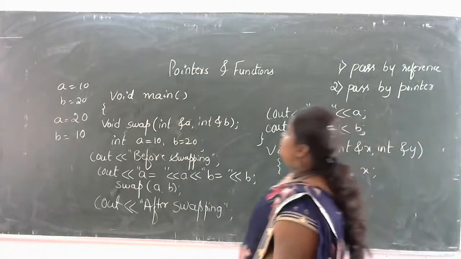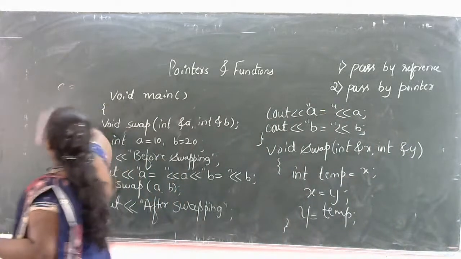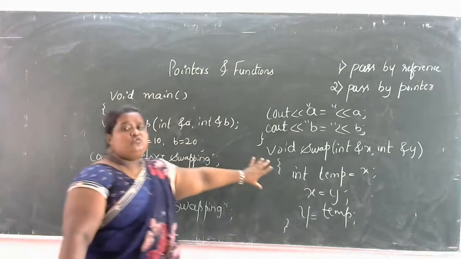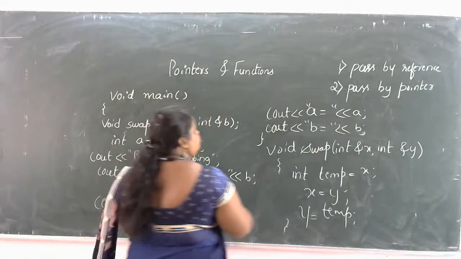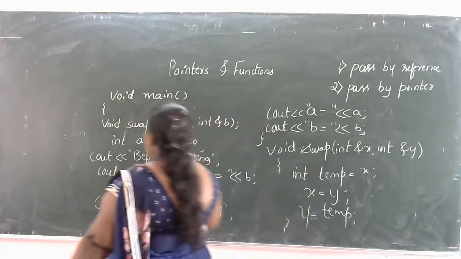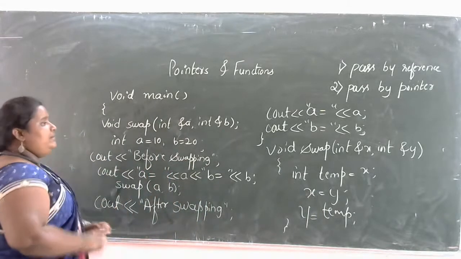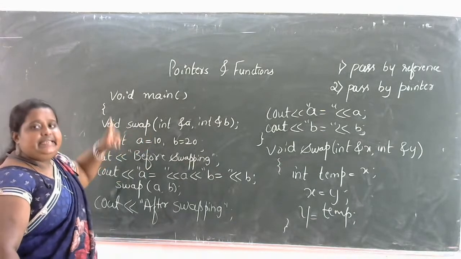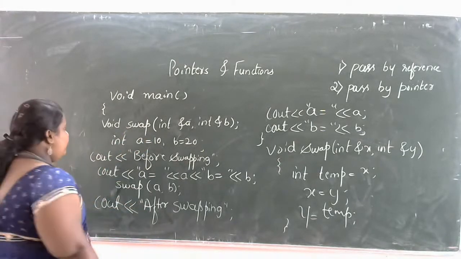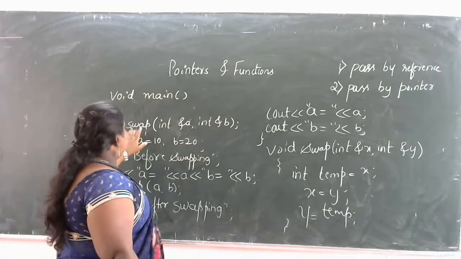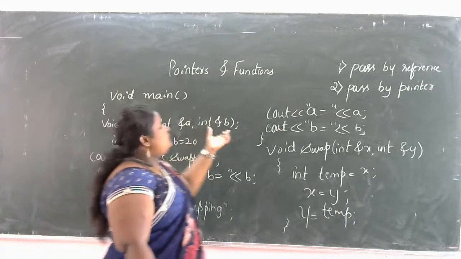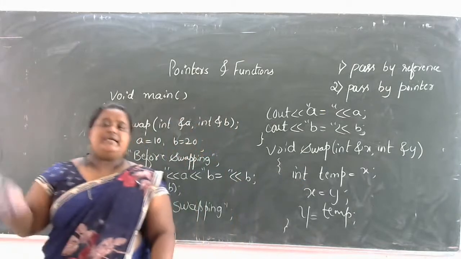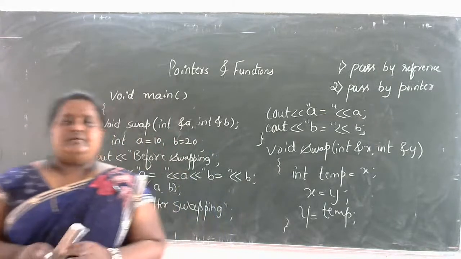This is the main function. The control starts with the main function, right? And this swap is a user defined function. A user defined function must be declared before it is defined. Here we have declared the swap function, that is a user defined function. Here we are just declaring, and here we are defining.